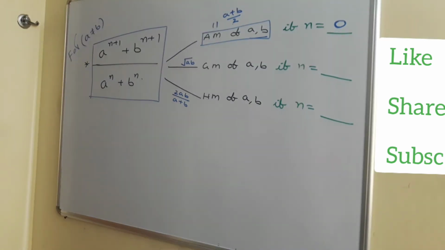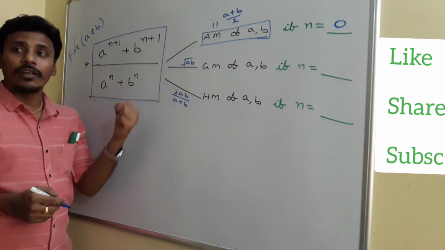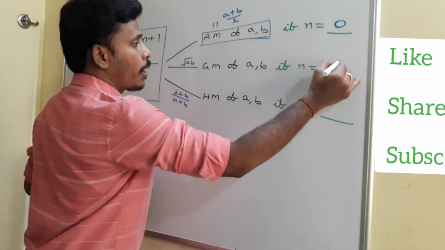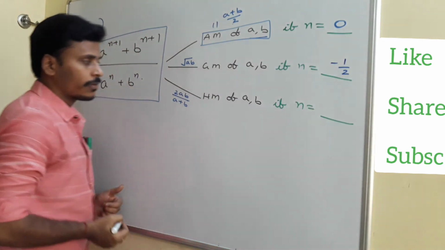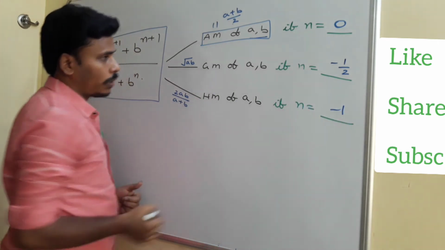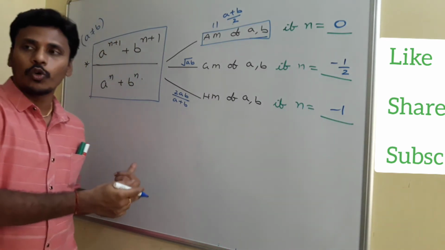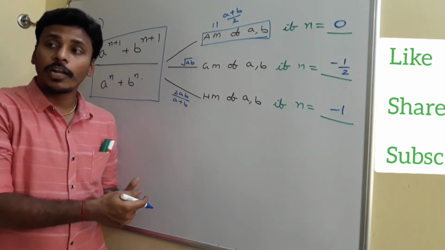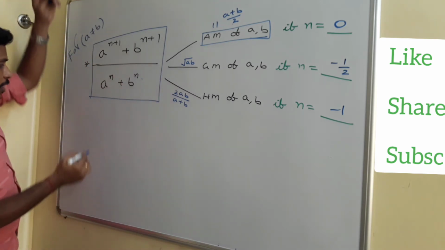Have a look at this. If you go with the same procedure, see the value of n, if it is equals to geometric mean, it is minus 1 by 2. And the value of n, if it is equals to harmonic mean, it is minus 1. To find those values, we need to go with the factorization process. And if you wish to counter check, just go with the counter check.